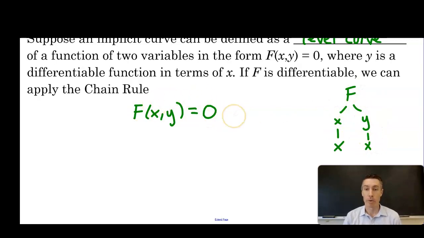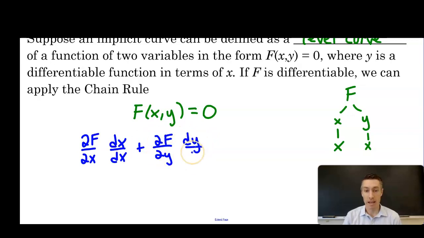So if we differentiate both sides, with the tree diagram for the left side, we'd have the partial of the function with respect to x, dx dx, plus the partial of the function with respect to y, dy dx. And then on the right side, the derivative of a constant is 0. Okay, so by using a level curve set equal to a constant, we can differentiate both sides. Derivative of a constant is 0. And then the left side, we expand that derivative with this chain rule that we've been talking about in this video. There's the dy dx that we're looking for.